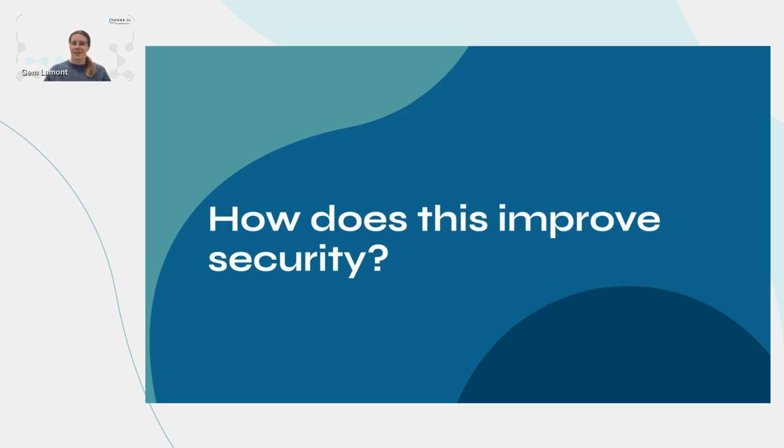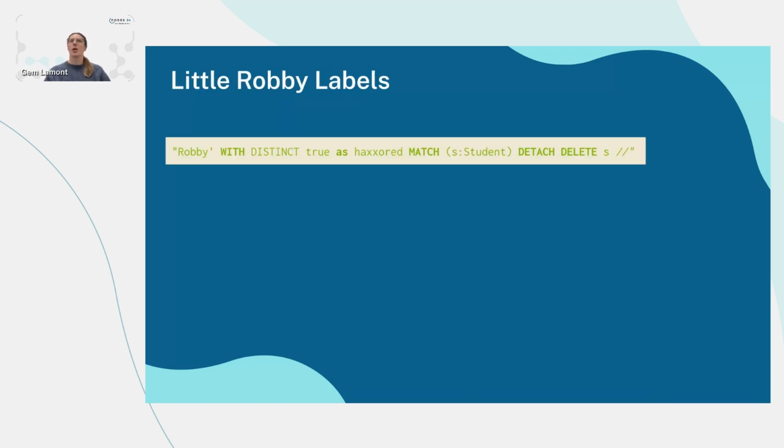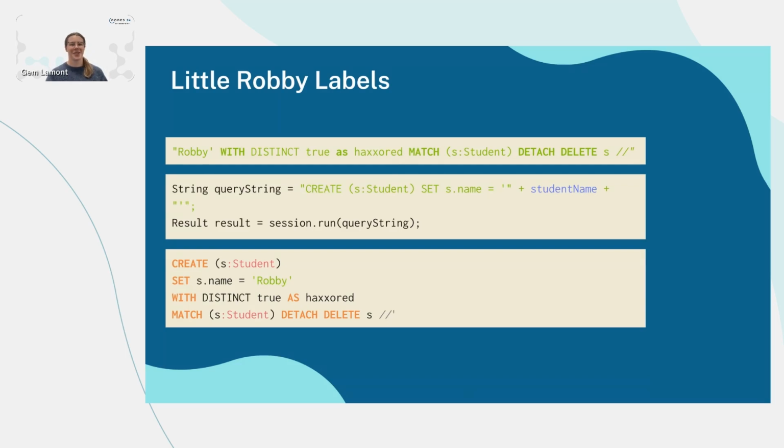As I'm sure a lot of you have seen, there's this fantastic comic about SQL injection. But I'm not sure if all of you know that little Bobby Tables actually has a cousin, little Robbie Labels. Robbie Labels' parents were big fans of Neo4j, and so his name is this beautiful Cypher injection string. The school that Robbie goes to uses string concatenation, which we all know is a big no-no. So what happens here is that, oh no, Robbie's managed to delete all the students. The school's in disaster.